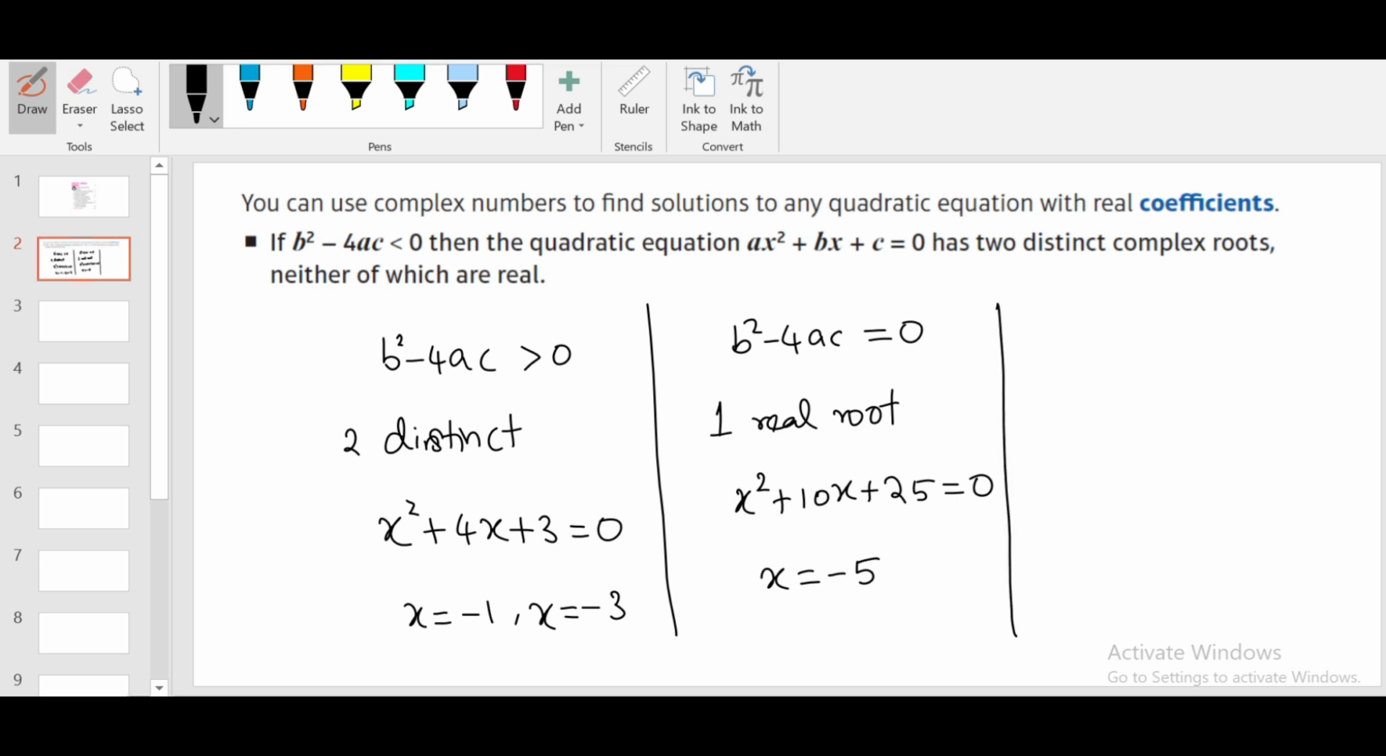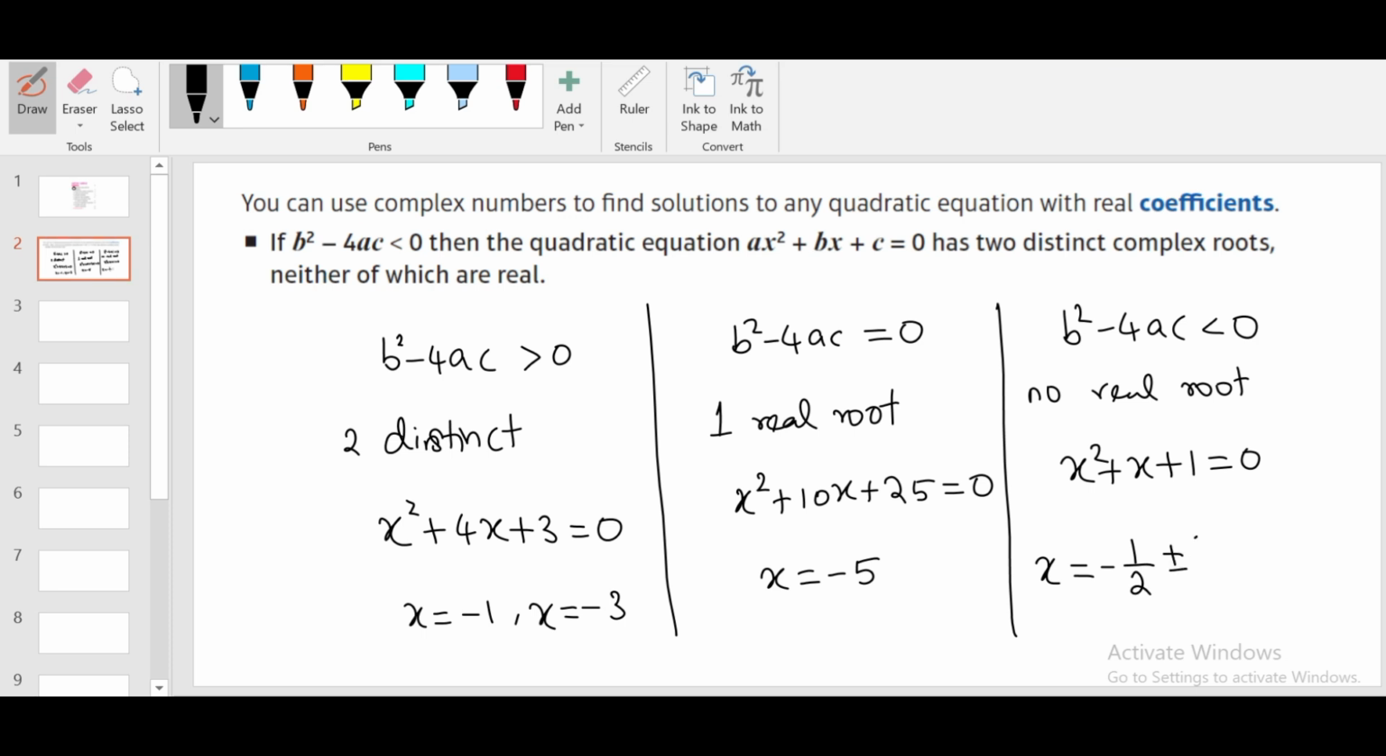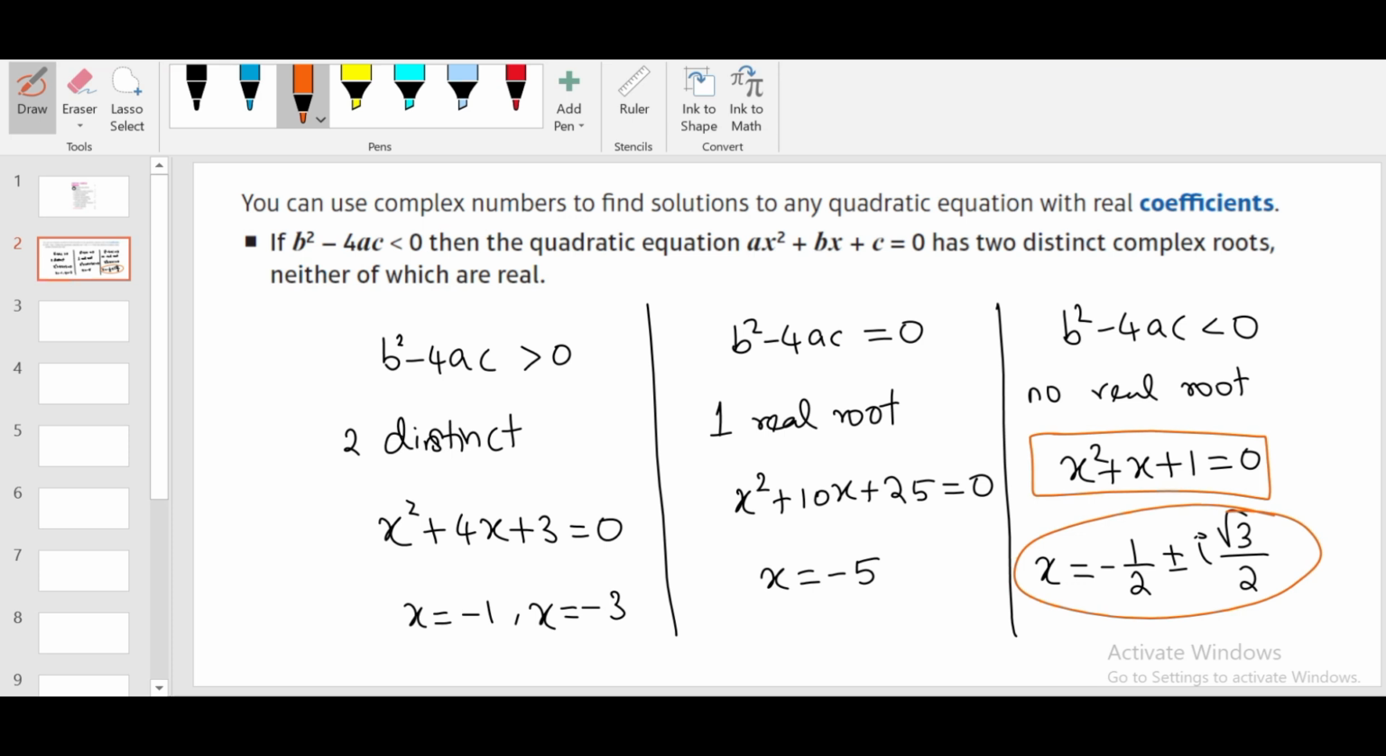And then the third one is when the discriminant is a negative number. In that case, when you try to solve it, you won't get a real root, no real root. For example, if you try to solve x² + x + 1 = 0, you can use your calculator to try to solve this. You will get complex numbers actually, -1/2 plus or minus i√3/2. So you have a complex number solution for this one, no real solution.